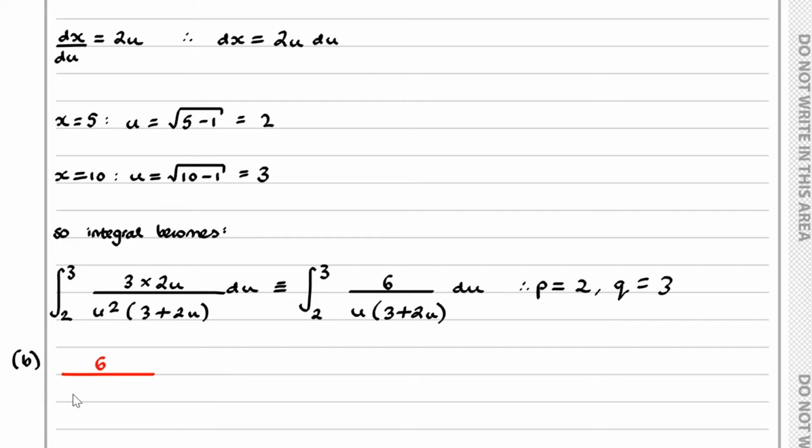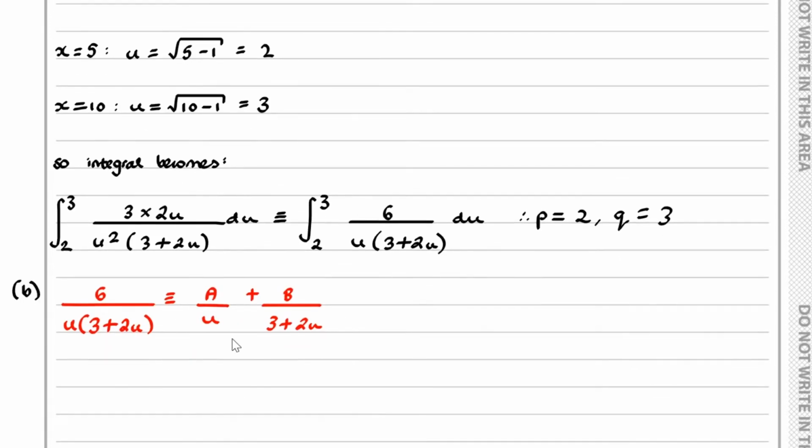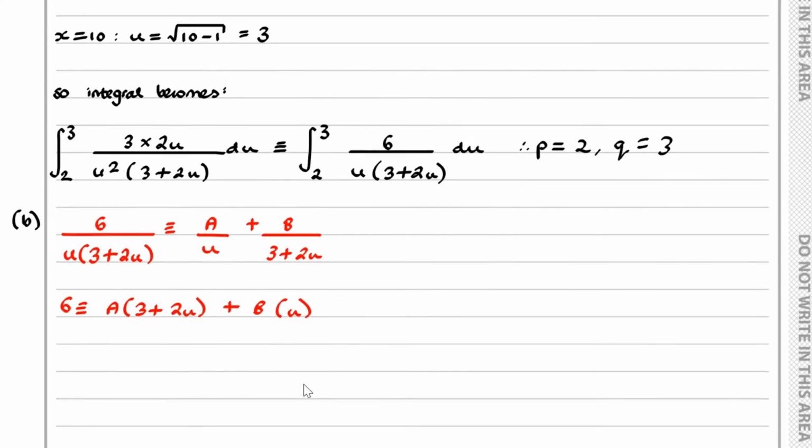We have 6 over u lots of 3 plus 2u. This is equivalent to a over u plus b over 3 plus 2u. And if we multiply both sides by u lots of 3 plus 2u, we have 6, that's equivalent to a lots of 3 plus 2u plus b lots of u. And to find the values of a and b, we substitute values of u into these brackets such that one of those brackets will eliminate.